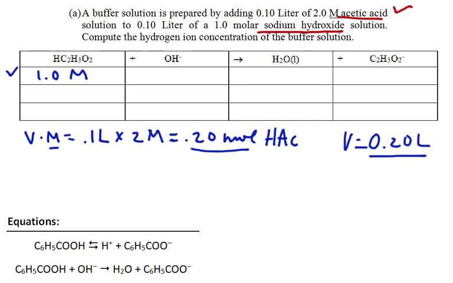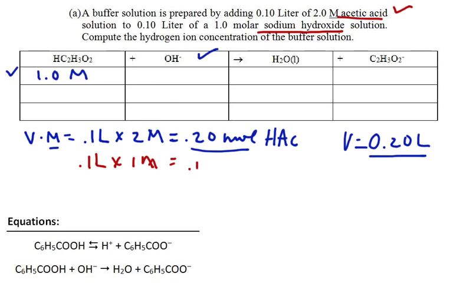Now the next thing I want to do is to get my base. Now my base, I can see I have the same volume, but half the concentration, 1 molar instead of 2 molar. So I can just see what's going to happen is I'm going to have 0.1 liters times 1 molar.